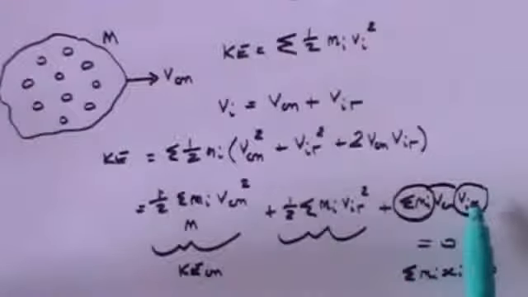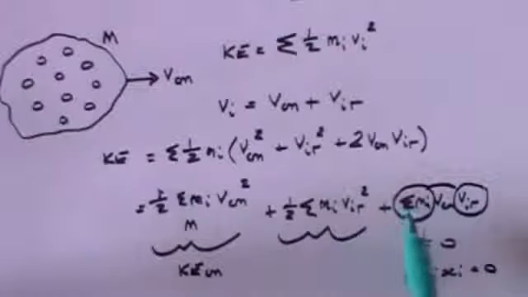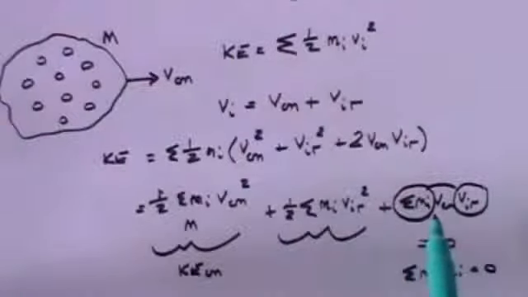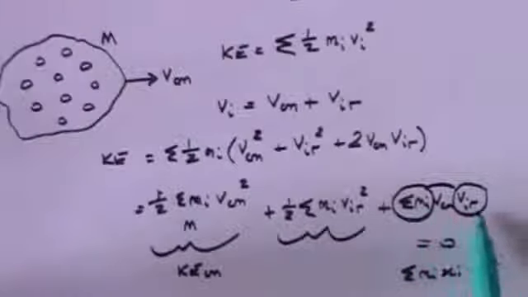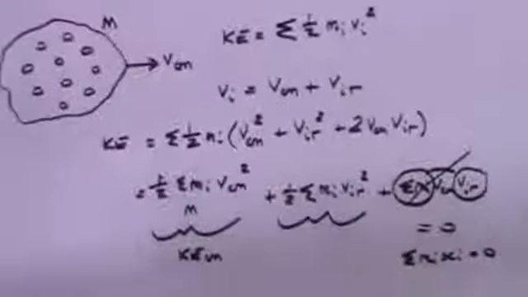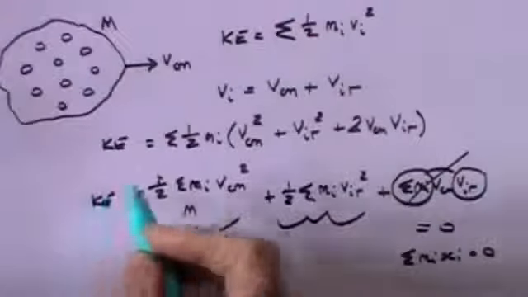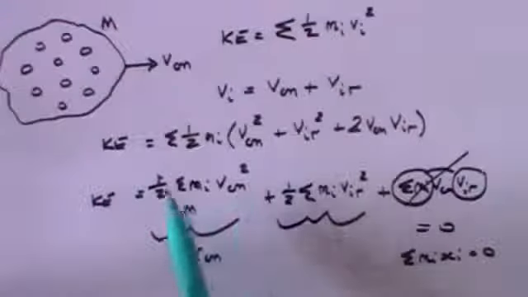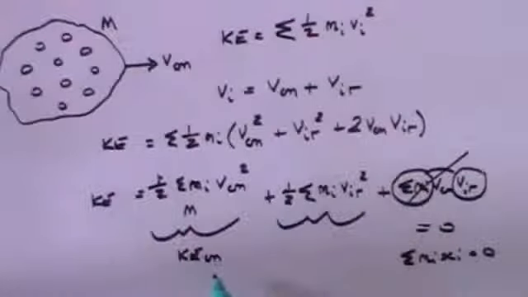So mi times vi relative to the centre of mass, when it is summed, becomes 0, because all of the mass times velocity terms about the centre of mass cancel out. And if that term is 0, you can forget about the whole thing. And so we find that the kinetic energy is equal to half mv squared, where m is the total mass of the body, and that's the kinetic energy of the centre of mass, plus this term here.